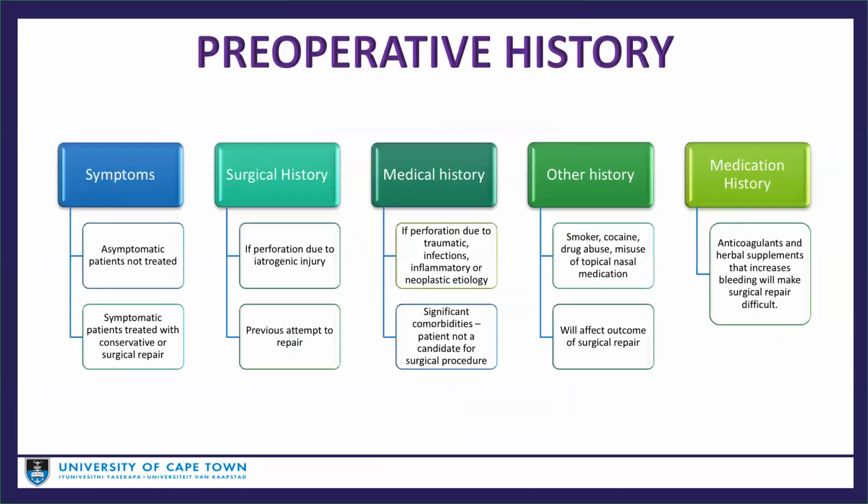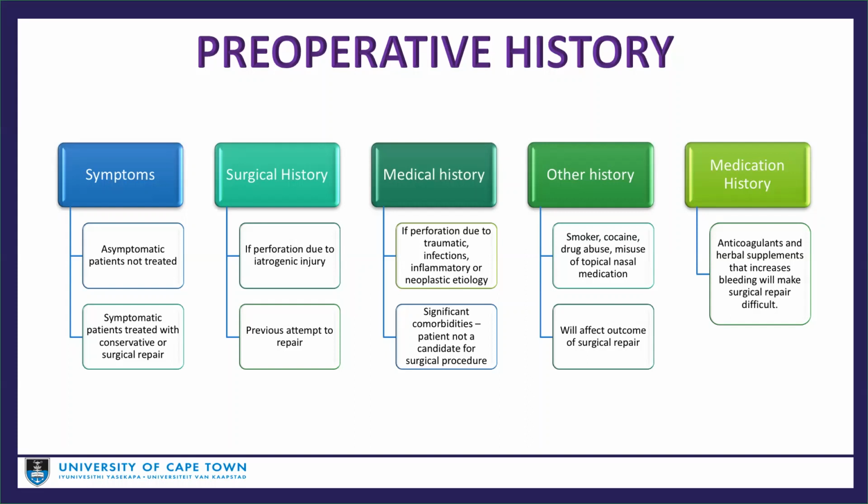Now, in our history taking, how do we evaluate such patients? Firstly, we must see, is the patient symptomatic or not, as this will further help us in treatment plans. Surgical history, to know if the patient has had a previous nose surgery, and if so, was there previous attempt to repair the septal perforation?